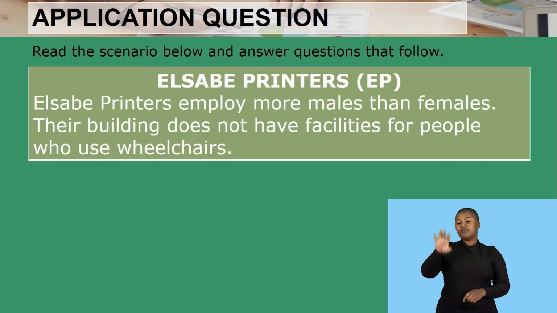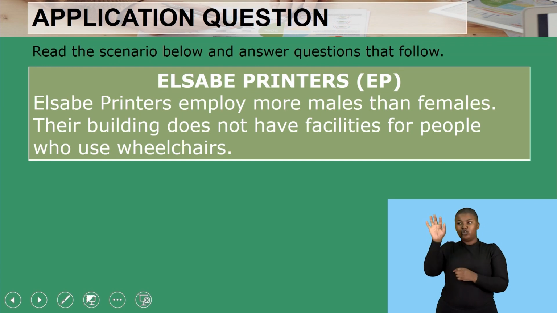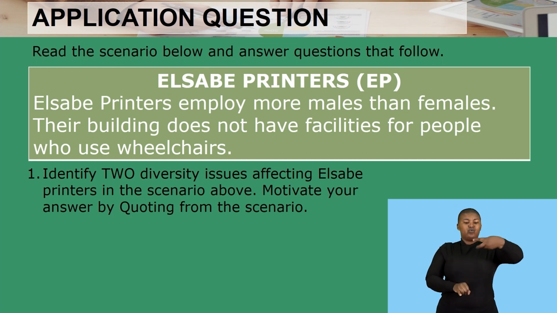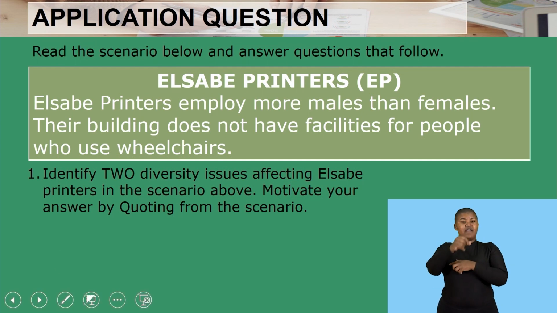We have El Sabe Printers. El Sabe Printers employs more males than females, and their building does not have facilities for people who use wheelchairs. Now, that is your scenario over there. Now, the question requires the following from you. The first question says to us, identify two diversity issues affecting El Sabe Printers in the scenario above. Motivate your answer by quoting from the scenario. That is the first question.